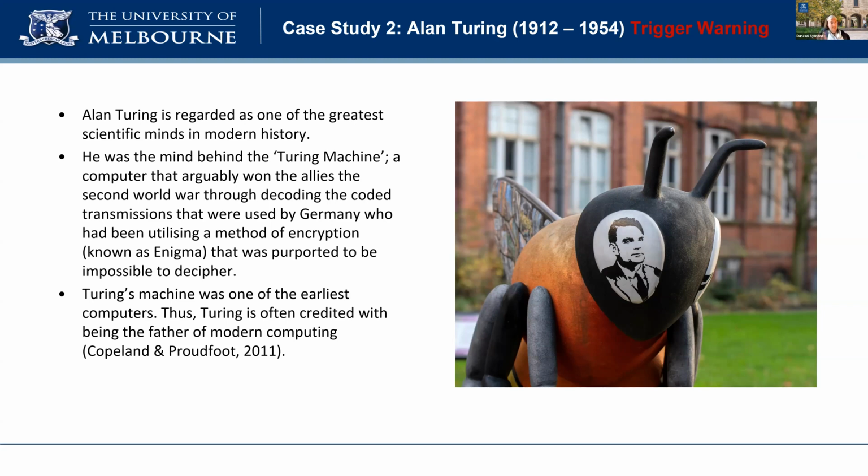So Alan Turing, as it says there, is regarded as one of the greatest scientific minds in modern history. Unfortunately, though, I don't think his fame really became well known until he passed away. He was the mind behind the Turing machine, which was the machine that allowed the Enigma code used by Germans to transfer information back and forth. That was a coding system that was supposed to be unbreakable. So basically, Turing used what was one of the first computers in order to be able to decipher that.